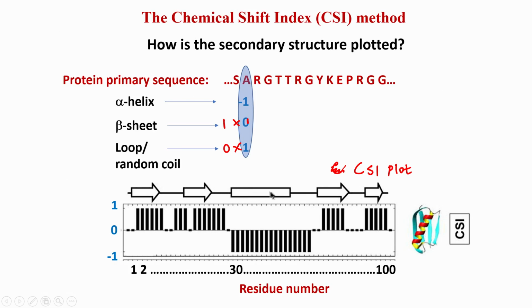Look at this stretch here, there was a long stretch where all the amino acids were having negative values, meaning the secondary structure was alpha helix. All of them were given the number -1. So, there is a long alpha helix shown here on the right side, and then again you have random coil, beta sheet, random coil and so on. This is how we typically plot the CSI for a given protein to depict the different secondary structure elements in that protein.